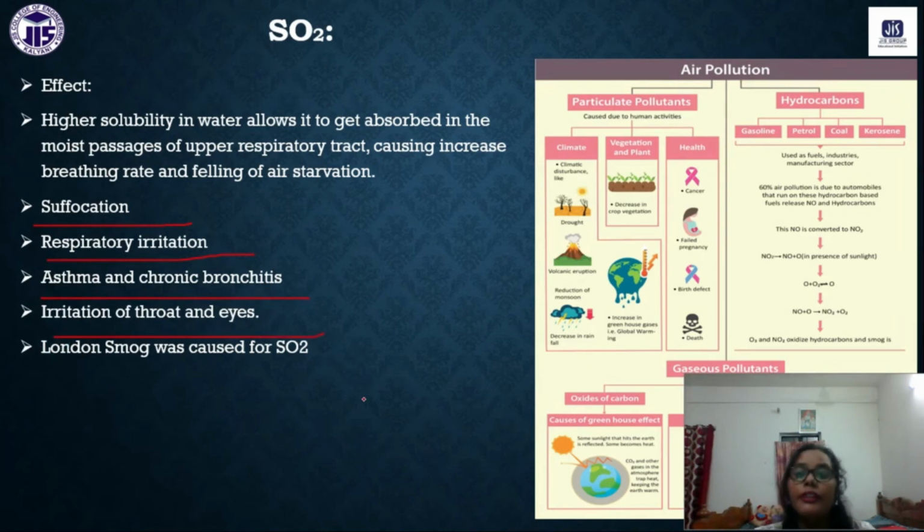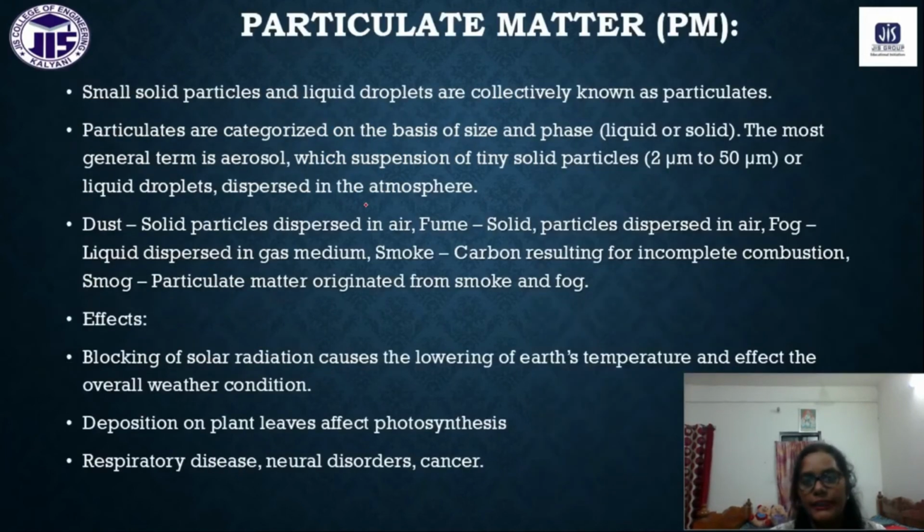Also we can have these if we inhale a large amount of sulfur dioxide, and sulfur dioxide is also related to the London smog. London smog is caused by sulfur dioxide. Don't worry, we will discuss the London smog and sulfurous smog. There are two types of smog generally, that is London smog and nitrogenous smog. So that we will discuss in detail in the next class. So these are some of the effects of sulfur dioxide.